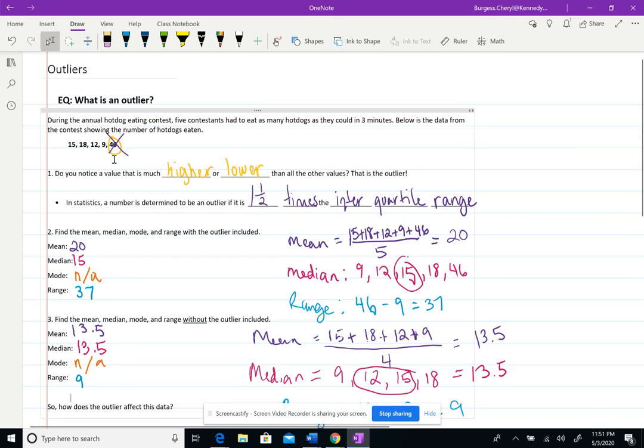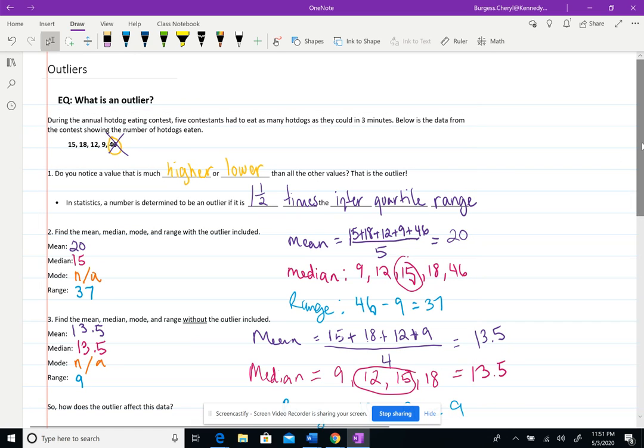So that outlier had a huge effect on the mean. Do you guys agree? Right? Because 20 doesn't even come close to 15, 18, 12, or 9. 20 is a large amount of hot dogs. However, 13.5 does sound about right between 15, 18, 12, and 9. So how does the outlier affect the data? The outlier affects the mean and the range more than the median and the mode, right?